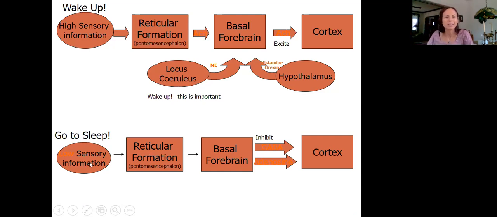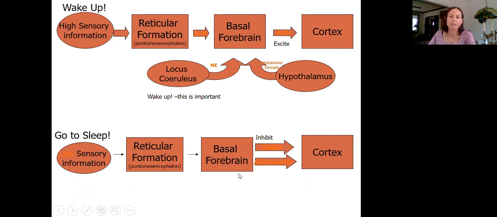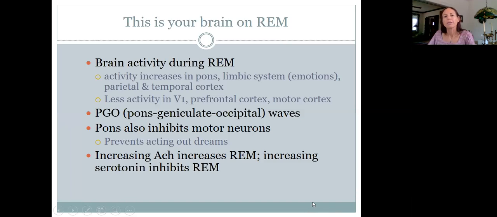When we're going to sleep, we have low sensory information coming in, so not so much noise, not so much light. The reticular formation is relatively quiet. The basal forebrain then gets relatively quiet. And then we start to see the action of GABA and adenosine on the cortex coming from the basal forebrain there. So that's just a review of those areas, the top part being waking up and the bottom part being going to sleep. Okay, so what happens with REM?